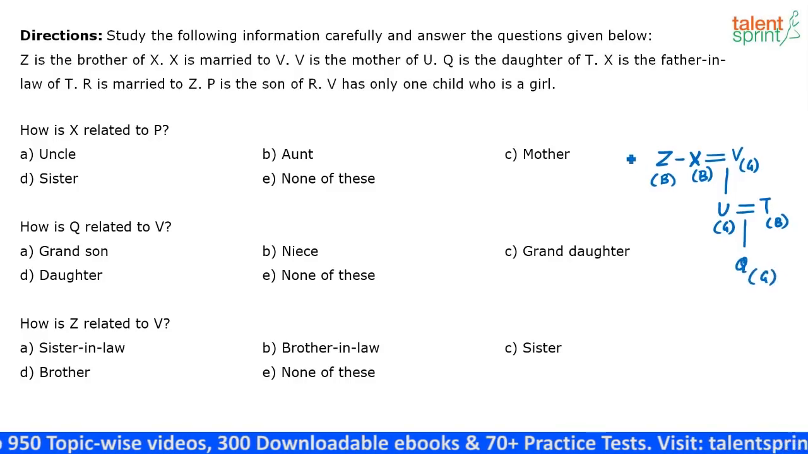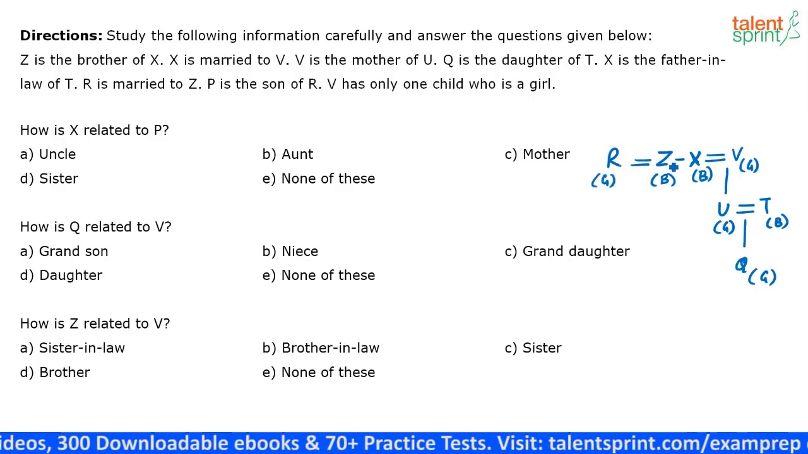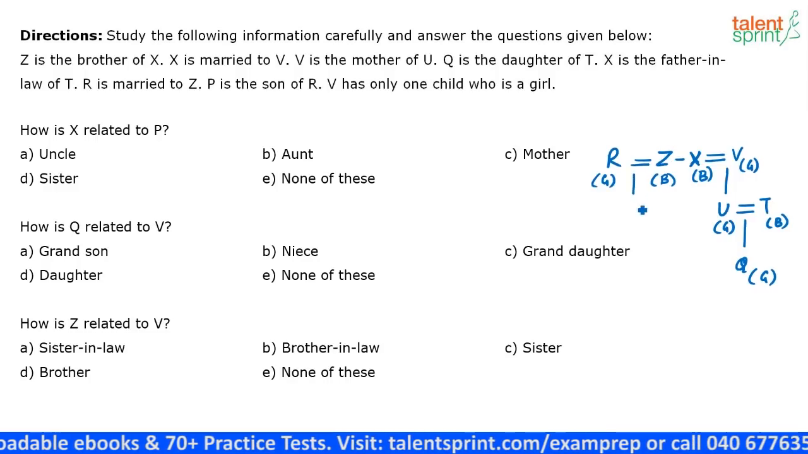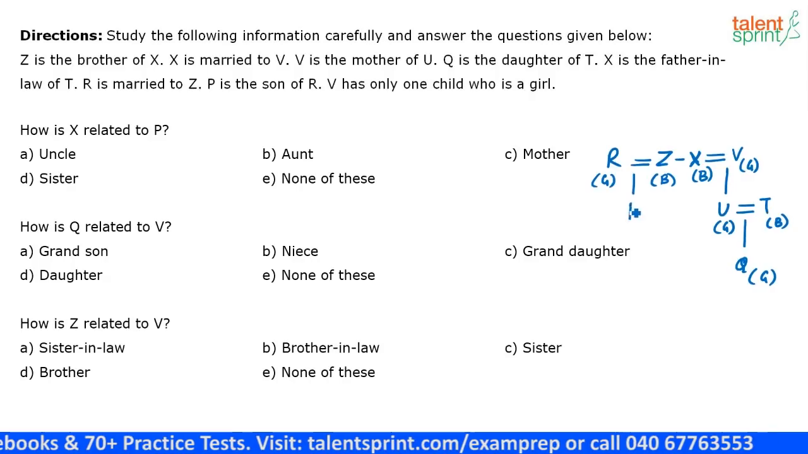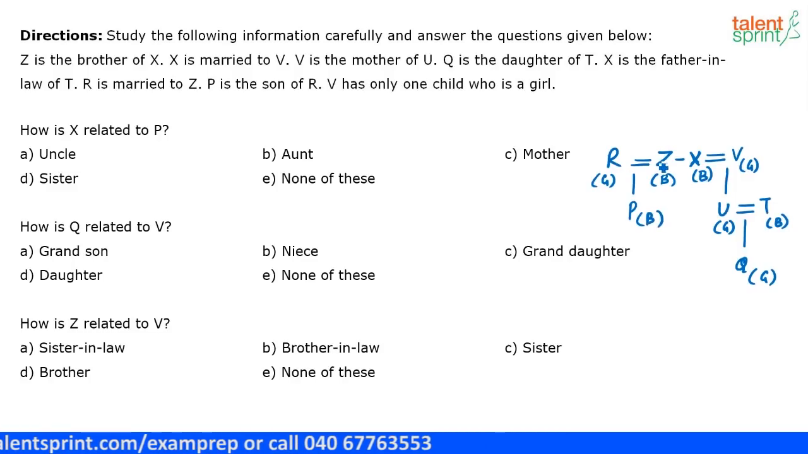Then what is given? R is married to Z. So R has to be a female because we already know that Z is a male. Then it is given P is the son of R, so they have a child P, and he is a son, which means he is a boy. So this is the blood relations diagram that you get. R is married to Z. They have a son P. These two are siblings. X and V are married. They have a daughter U who is married to T, and they have a child Q who is a girl.